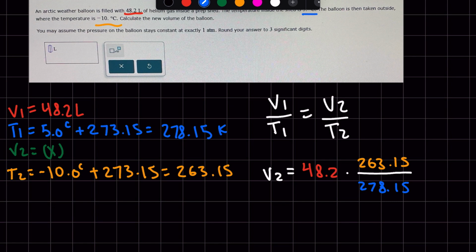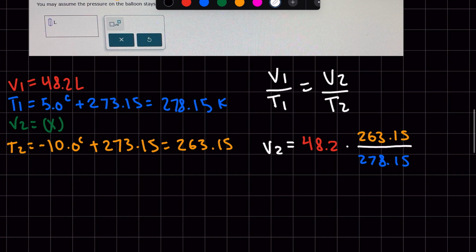We can use this equation to solve this problem. So we go ahead and plug everything in. We have V2 is equal to 48.2 times our T2, 263.15 over 278.15. And these are both in Kelvin, so that's fine.